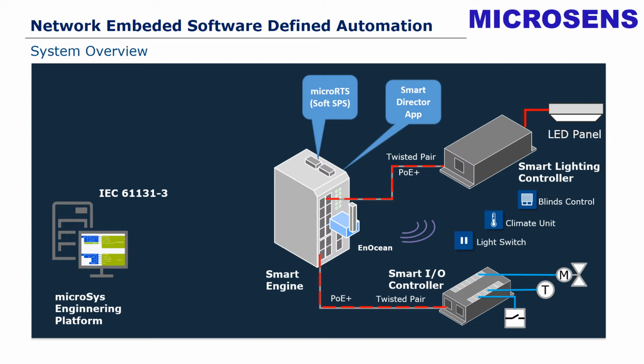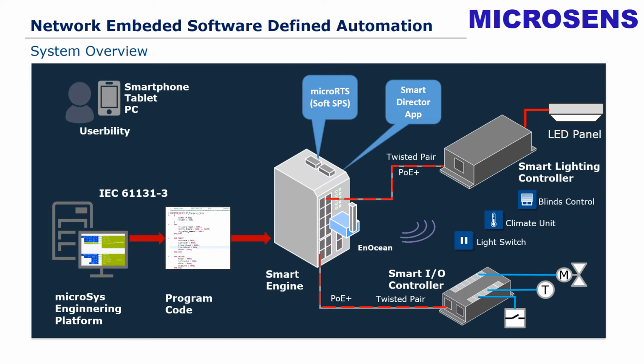It makes it very easy for an automation engineer who knows how industrial PLCs are programmed to use our system. So with the engineering platform, we write the program, compile it, and in parallel download it to the engine, where the Micro RTS, or soft PLC, runs the programmed application. For the visualization, we have an embedded web server inside, and we can run a local web server.